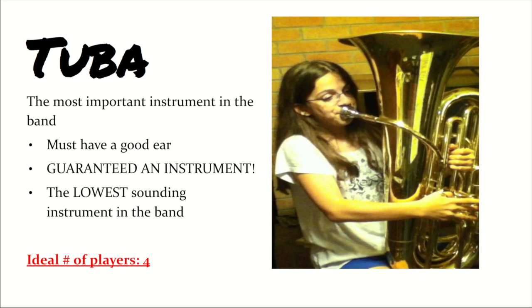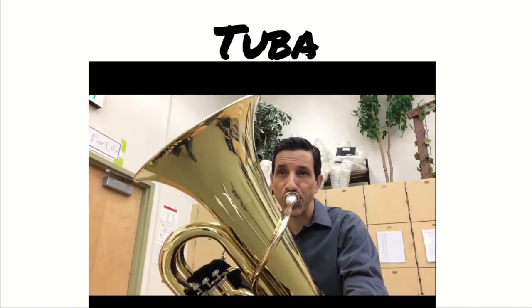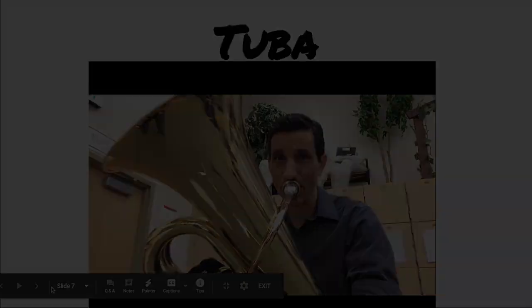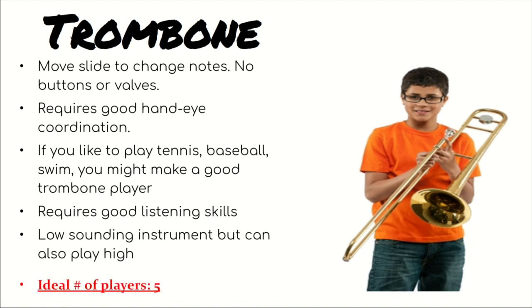If you are a student, and I'll talk about this later in the video, who cannot afford to rent your own instrument, and you know you're going to need to borrow an instrument from the school, I will guarantee you will be able to borrow a tuba from the school. So that's what that means by guaranteed an instrument. And like I mentioned, it is the lowest sounding instrument in the band. And yes, the tuba does require a lot of air, but don't let that scare you.